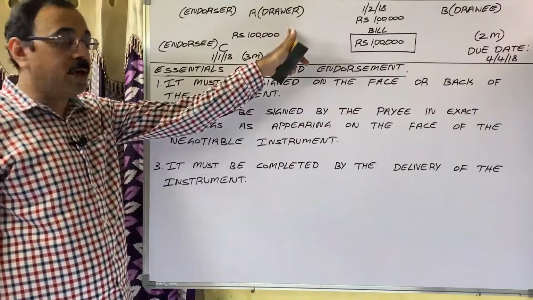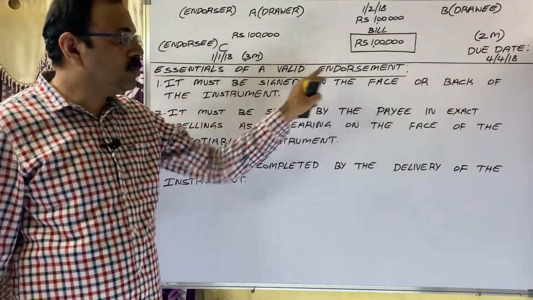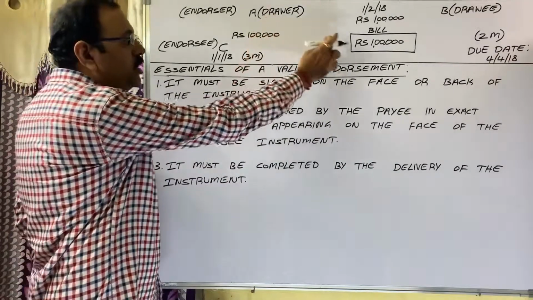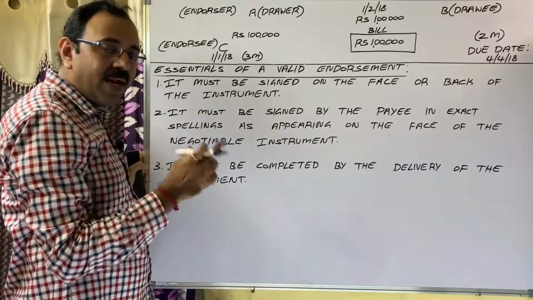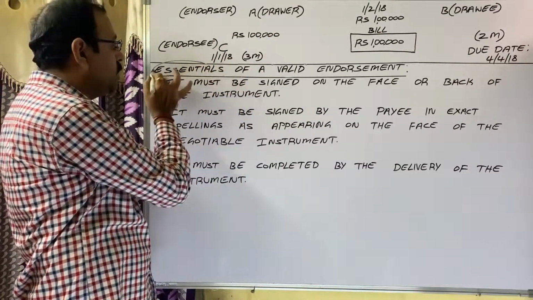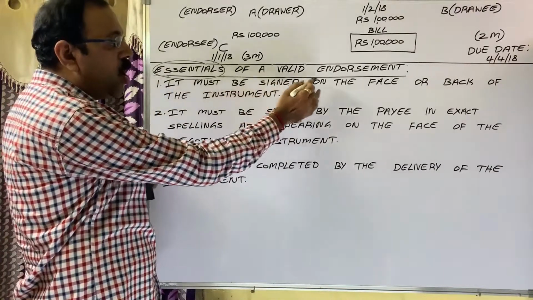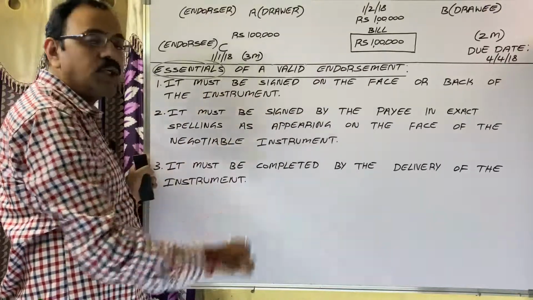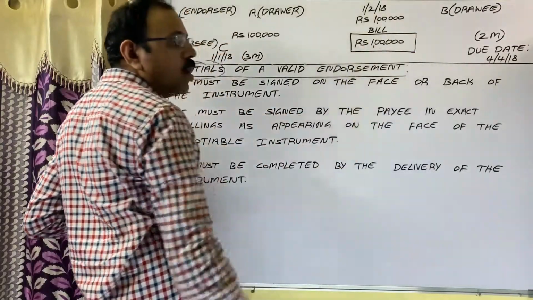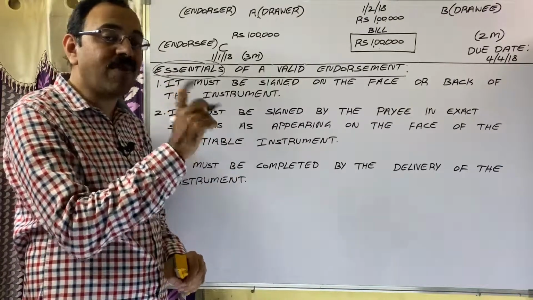Now with the same example, let us see the essentials of a valid endorsement. Valid endorsement means what? Legally acceptable endorsement. A is endorsing this bill to C, no? If that endorsement is to be legally accepted, then A has to follow some essential points. What are they? First one, it must be signed on the face or back of the instrument. So A has to put his signature on the face of the document or on the back side of the document. Then only that endorsement will be a valid one.